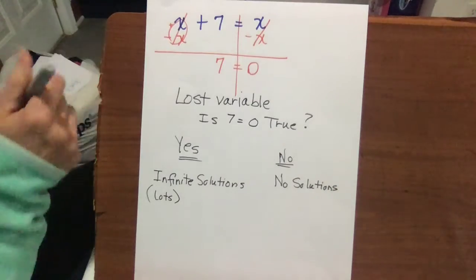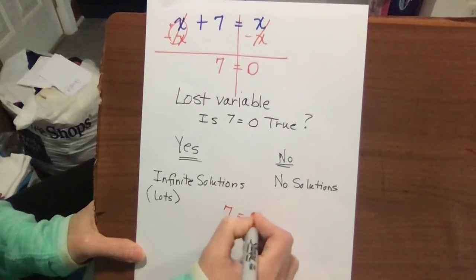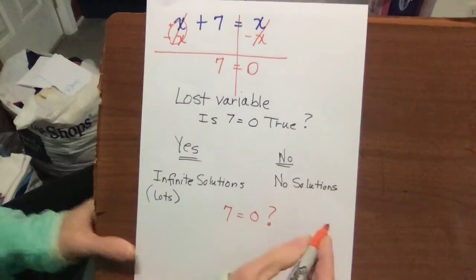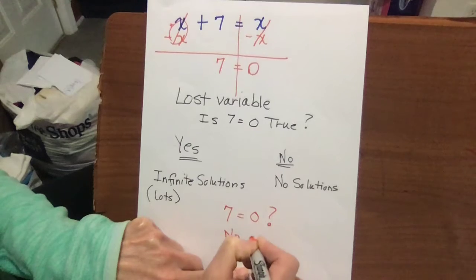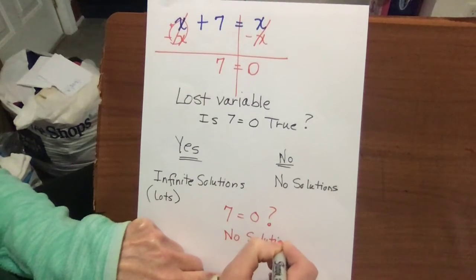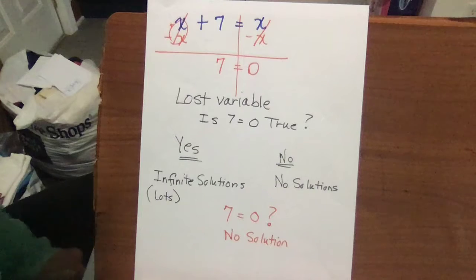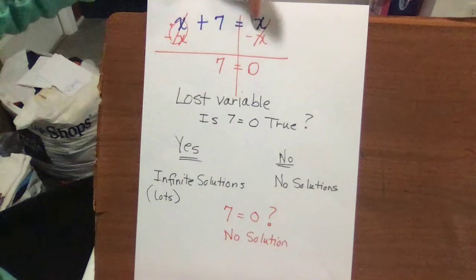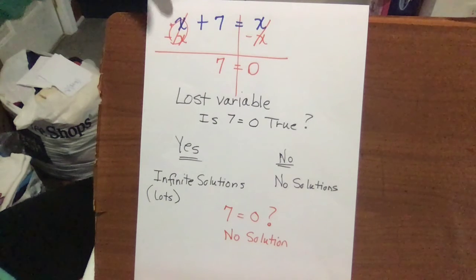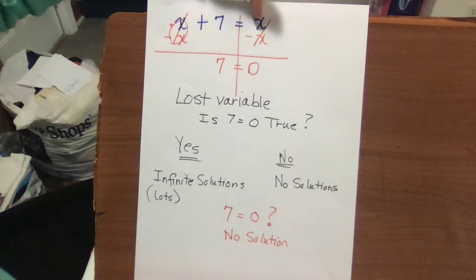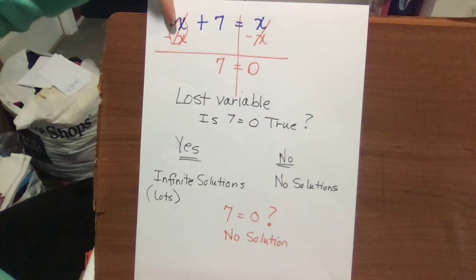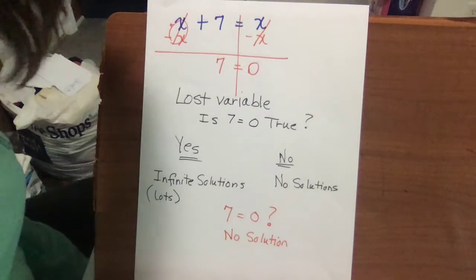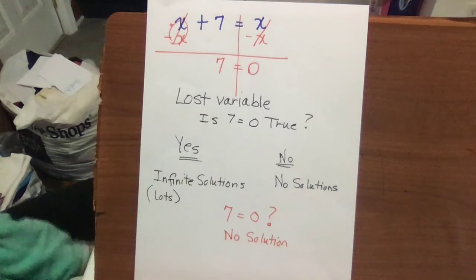So let's go back to our problem here. We wound up with 7 equals 0. We lost our variable, and the question is, is 7 equal to 0? And the answer is no. So that means no solution. That means that you cannot find one number that would fit into this equation for x and make it true. For example, if x were 1, 1 plus 7 is not equal to 1. What if x was 2? 2 plus 7 is 9. That's not equal to 2. So you can't find a single answer for x that would make that true.